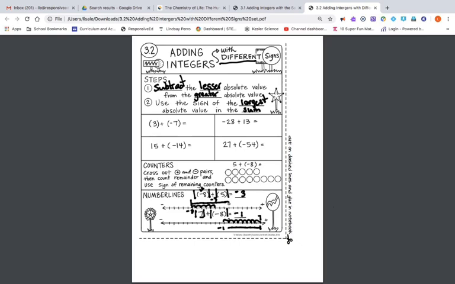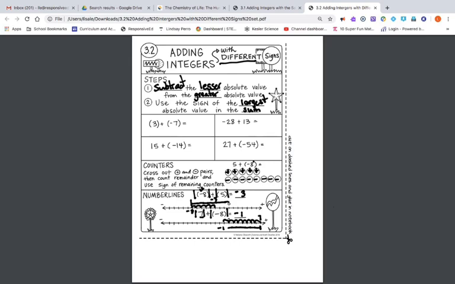Okay, now up here we're just going to go to the counters. Now on this one we have 5 positive. So here we go. 1, 2, 3, 4, 5. Okay, and I have -8. So 1, 2, 3, 4, 5, 6, 7, 8.